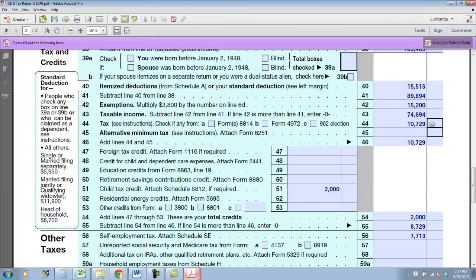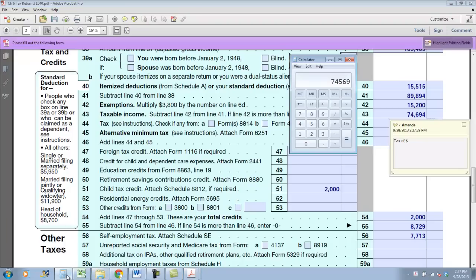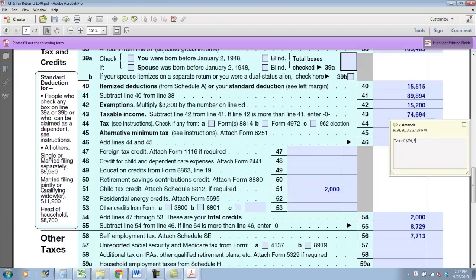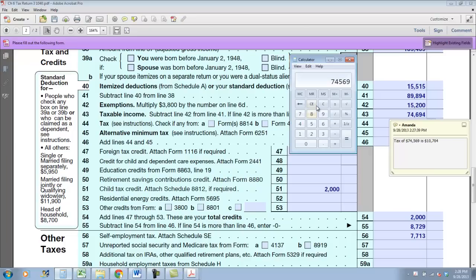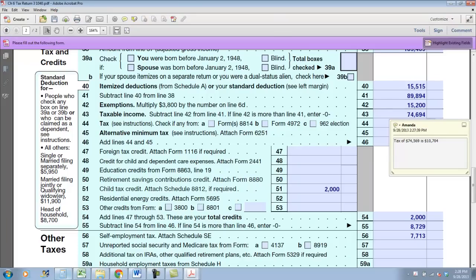So I'm going to make a little note in here. Tax on 74,569 is 10,704, and then they make more than the 70,700 married filing joint, which means their dividends will be taxed at the special rate of 15%. So 125 times 0.15 is $19, or 15% of dividends.